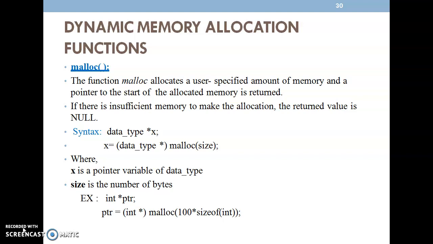Okay, so first we begin with malloc. Malloc will allocate the specified amount of memory. If the memory is available, it will report that the block is allocated, else it will return a null value. The syntax will be data type star, the return type, with the pointer pointing to the base address.